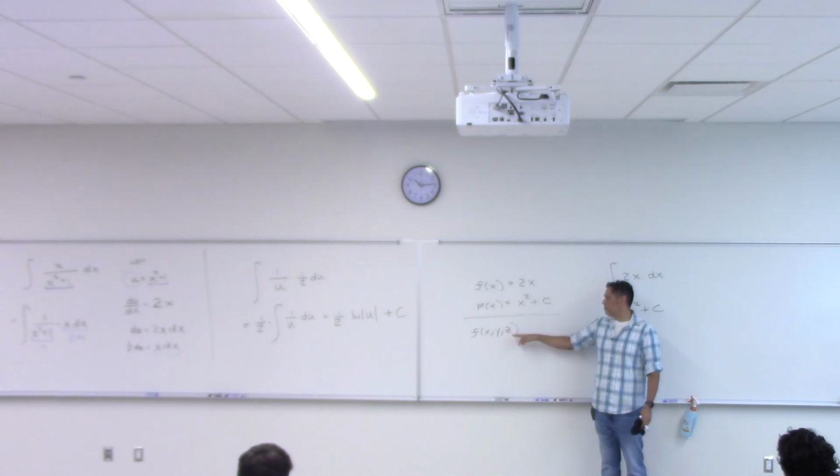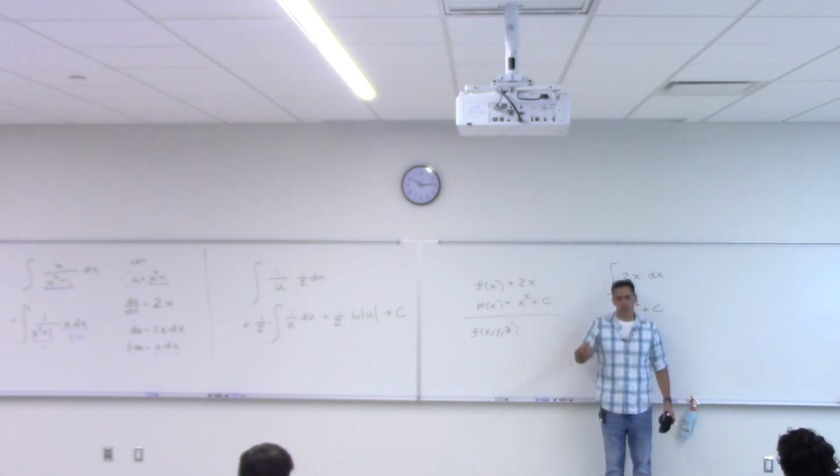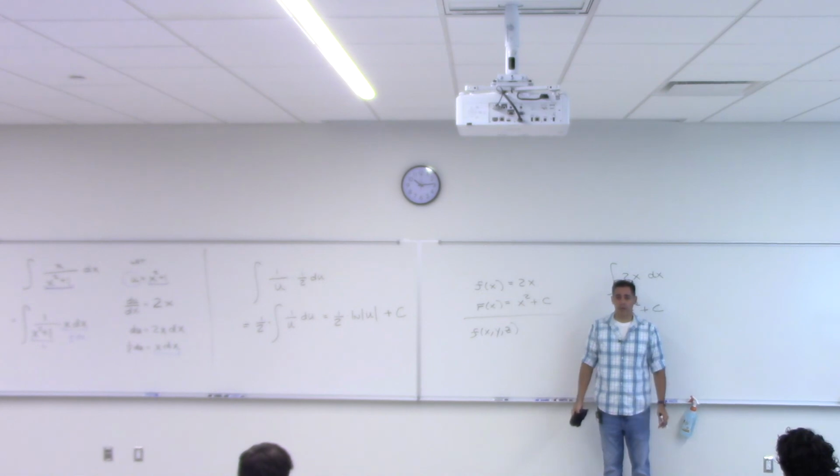But later on, you can deal with functions that have multiple inputs: 3 inputs and maybe 1 output, or 3 inputs and 2 outputs, or 3 inputs and 5 outputs. Yes? So the dx is just saying that that's the independent variable. That's the thing being plugged in.